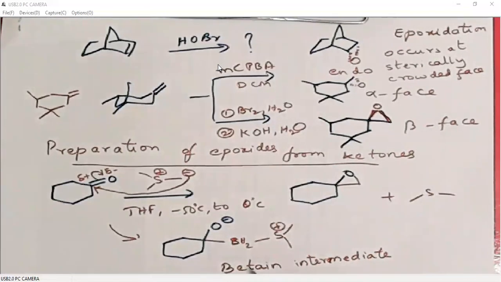Now this oxide ion will attack the carbon, because sulfur is positively charged, so it can act as a good leaving group. When the oxide ion attacks the methylene carbon, the carbon-sulfur bond breaks and the bonding electrons are polarized towards the sulfur. Since sulfur is positively charged, after taking the electrons it becomes neutral. This is how we can generate epoxides from ketones.